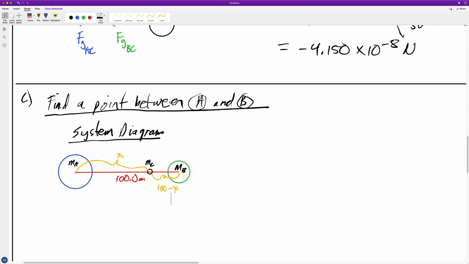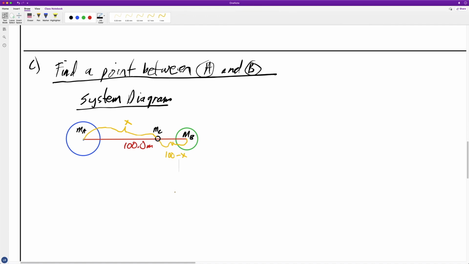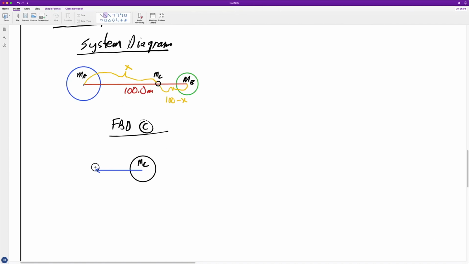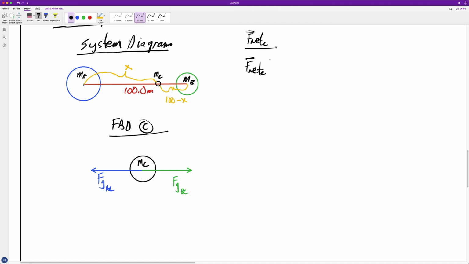All right, so next step, we're going to set up our free body diagram. MC is feeling a pull to the left from MA. At the same time, MC is feeling an equal pull to the right from MB. So this is the force of gravity between A and C, and this is the force of gravity between B and C, and they have to be equal and opposite to each other. So let's analyze the net force acting on C. F net acting on C is equal to the force of gravity between AC plus the force of gravity between BC. The key to this is the net force at this position is equal to 0.